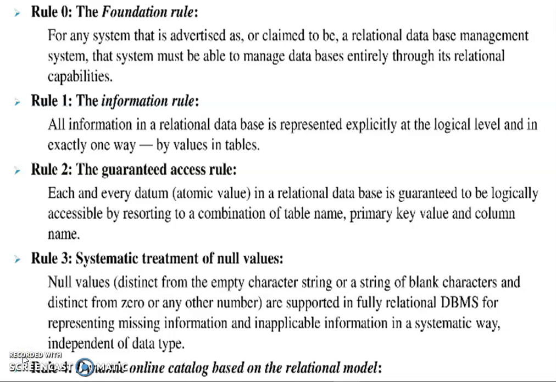Now the fourth rule is the active online catalog. The description of the structure of the entire database must be stored in an online catalog known as the data dictionary. The data dictionary can be accessed by authorized users. Metadata should be maintained for all the data in the database. Metadata is nothing but data about the data.